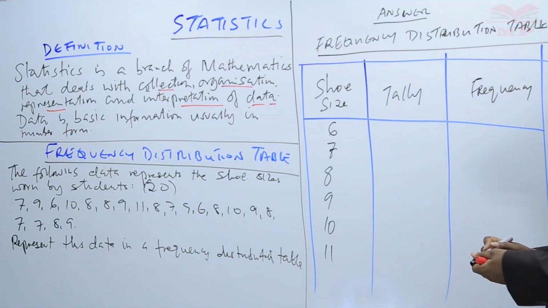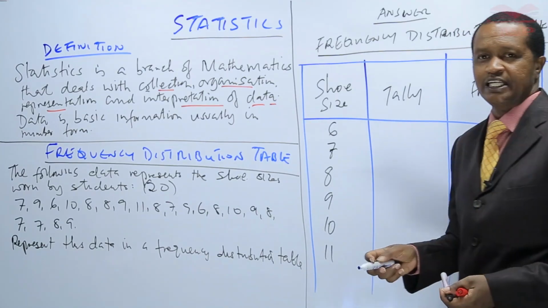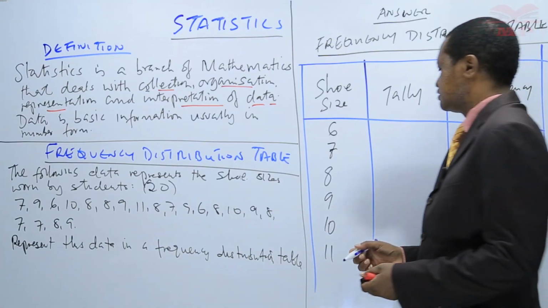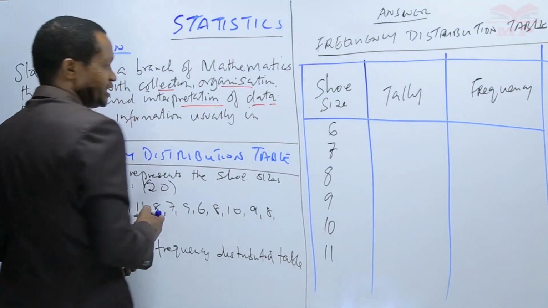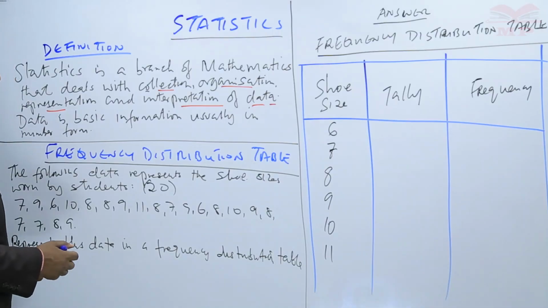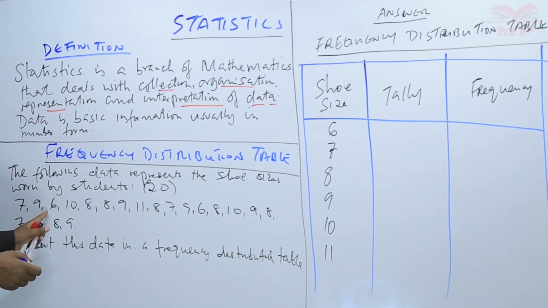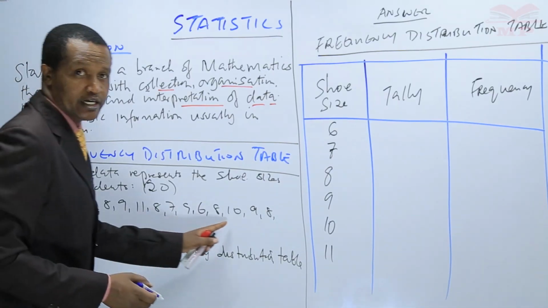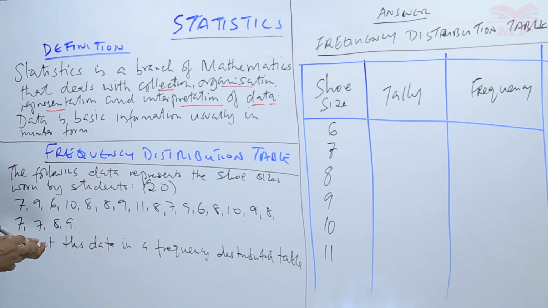So we need to tally. Learners, next step is to do the tallying. Number 6, how many times does 6 appear or occur in this data? How many times does the shoe size number 6 occur in this data? So we are going to use strokes.